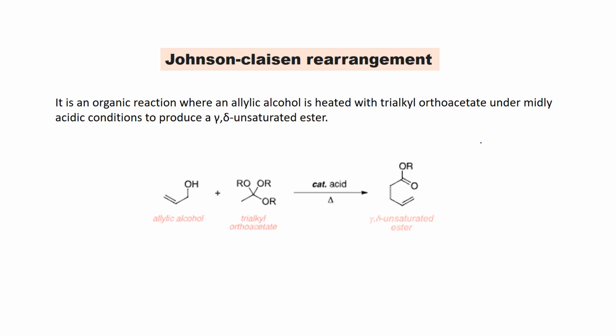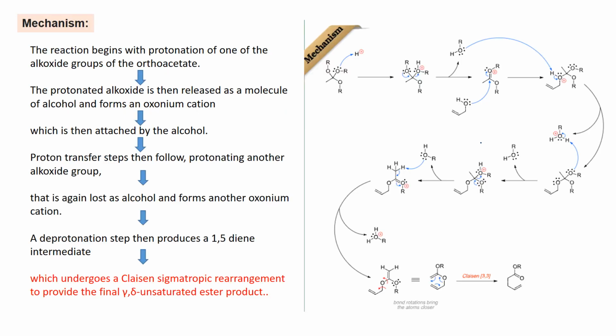It is an organic reaction where an allylic alcohol is heated with a trialkyl orthoacetate under mildly acidic condition to produce a gamma delta unsaturated ester. So what is the mechanism of this reaction? The reaction begins with the protonation of one of the alkoxy groups of the orthoacetate. So one of the alkoxy groups will be protonated.